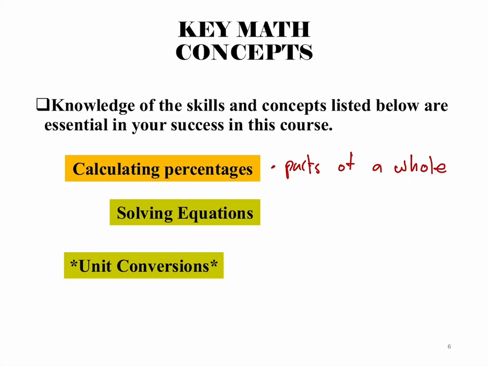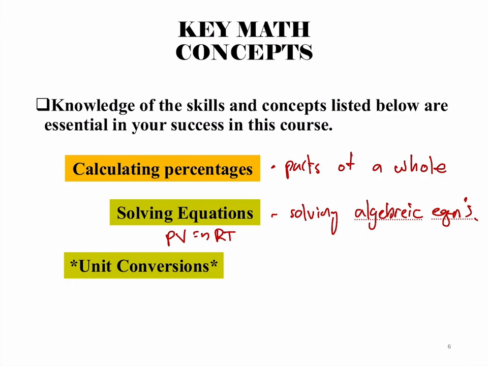Solving equations, so this means solving algebraic equations, and I put EQN, that's just an abbreviation for equation, right? So solving algebraic equations: can we isolate a specific variable if we're given an equation? So if we had something like PV equals nRT, could we isolate P, which stands for pressure in this case?